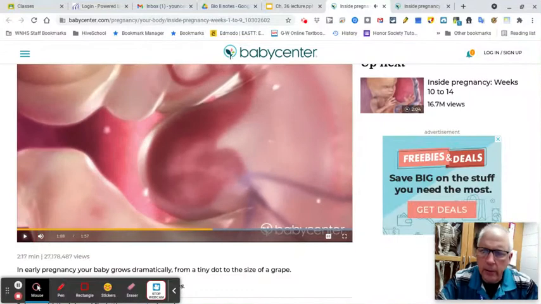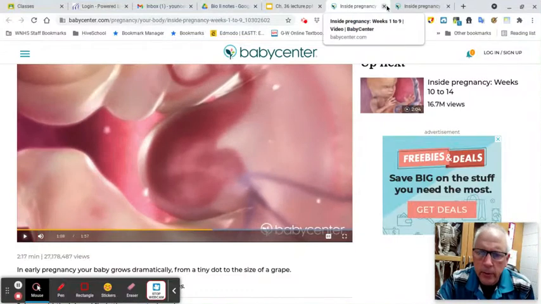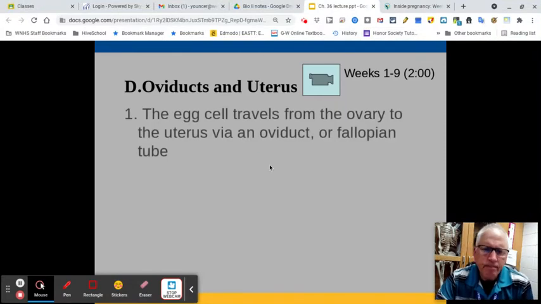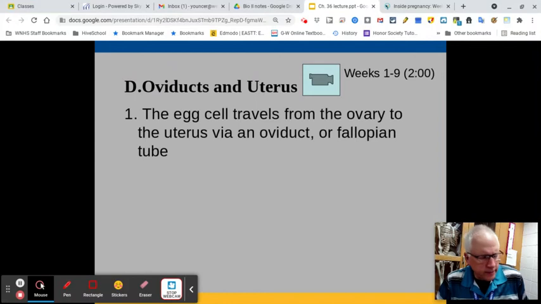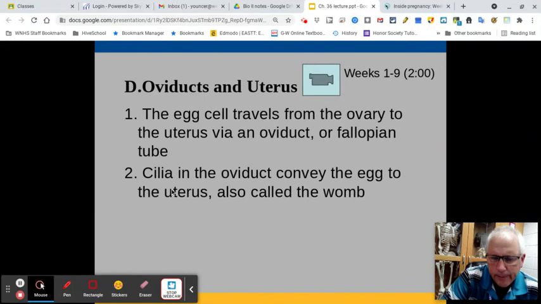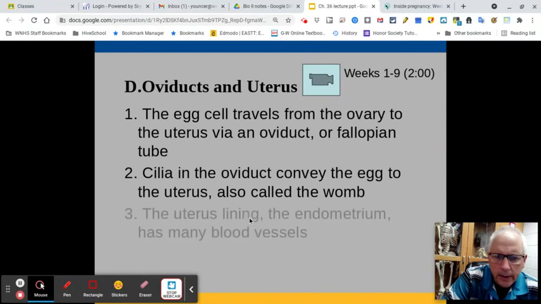Okay, we'll get into that a little bit more when we get into the pregnancy stages, weeks 1 through 9. So, let's say the egg travels from the ovary to the uterus via the oviduct, or the fallopian tube. That's the progression. And then the cilia in the oviduct convey that egg to the uterus. We call that the womb. That's the common name for it.